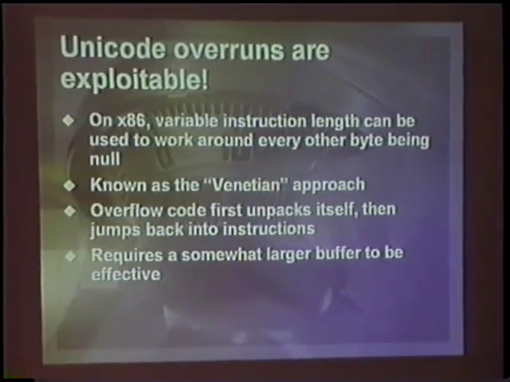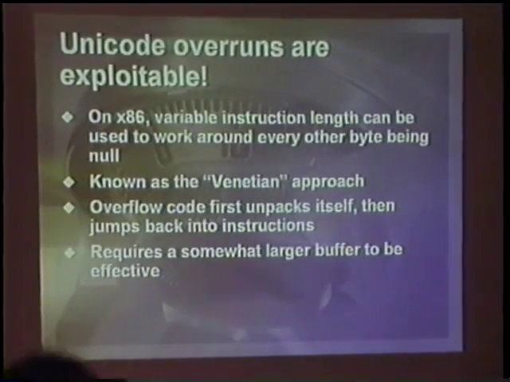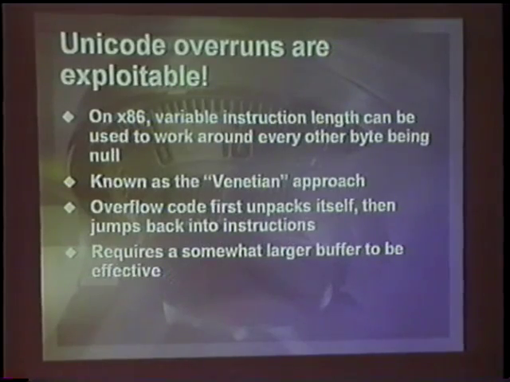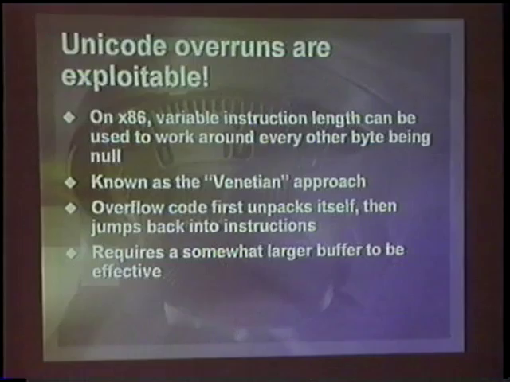Basically, it's called the Venetian method, as in Venetian blind. So you've got a spot that's open and a spot that's not, and so on. It's kind of an interesting technique. It requires a somewhat larger buffer than normal. I think the smallest shellcode that's been put together is around 512 bytes, or 512 characters. So it takes a little bit larger overrun than normal to actually exploit it. But I'm sure that somebody really clever will figure out how to reduce that at some point.